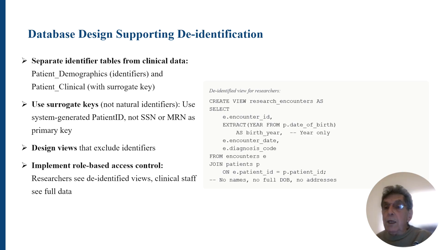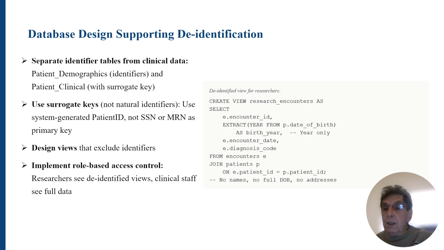Use surrogate keys, not natural identifiers. Don't use Social Security number or medical record number as primary keys. Generate synthetic identifiers, like patient ID, that have no meaning outside your system. When you de-identify, you can replace these synthetic IDs with random tokens.